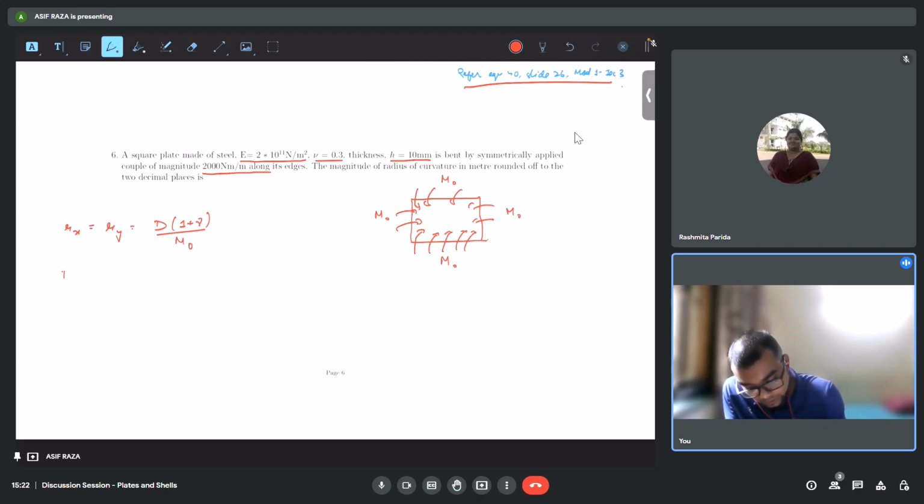So D is our flexural rigidity of the plate, which is given by E h cube upon 12 into (1 minus nu square). So we have the value E as 2 into 10 power 11, then h is 10 mm. Converting it into meter, it will be 10 power minus 2 meter.